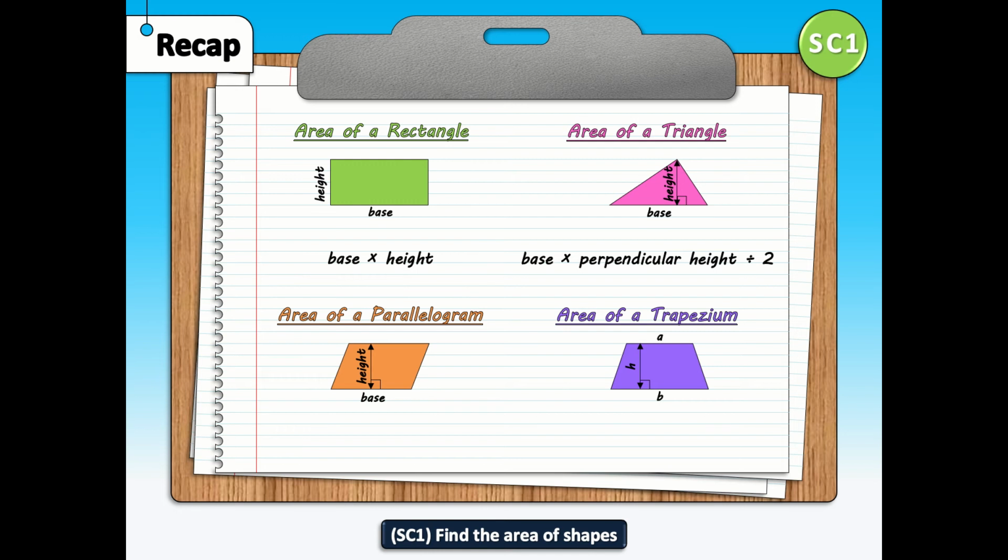For the area of a parallelogram, we do the base times the height, and again, the height will meet the base at a right angle. And for the area of a trapezium, we add together the parallel sides, we divide by 2, and then we times by the height. And the height is always the distance between the 2 parallel sides.